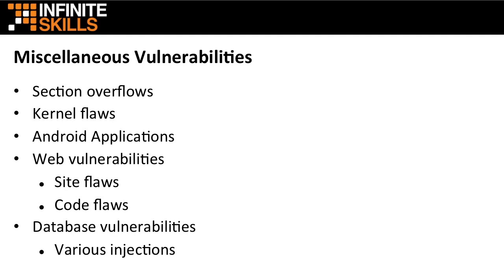And we will talk about web vulnerabilities, which fall into two general classes. You have site flaws, things that are problems with the website itself. It's been misconfigured or there's a problem with the web server, etc. And we will also talk about code flaws, an error on that specific site that the developer of that site created. We will also briefly talk about database vulnerabilities, and those normally come in various injections. And often this can be combined with web flaws. So you might have a website which uses a database that is subject to some injection flaws. And we'll talk about that.